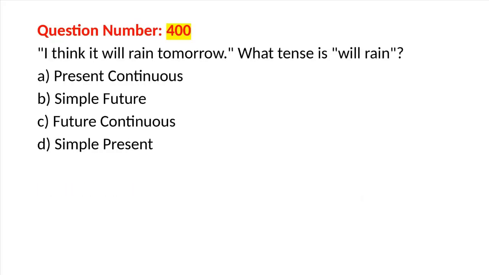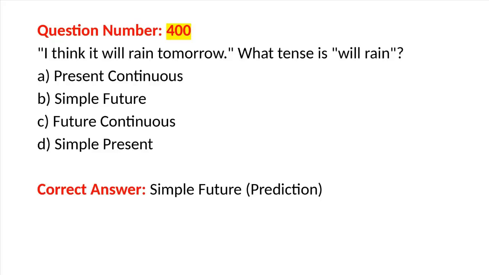Question number 400. I think it will rain tomorrow. What tense is this? A. Present continuous. B. Simple future. C. Future continuous. D. Simple present. Correct answer: simple future, prediction.